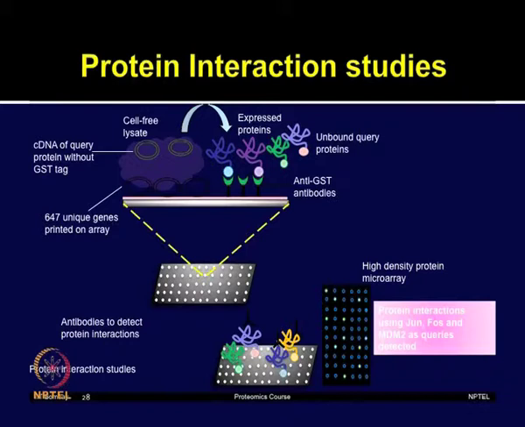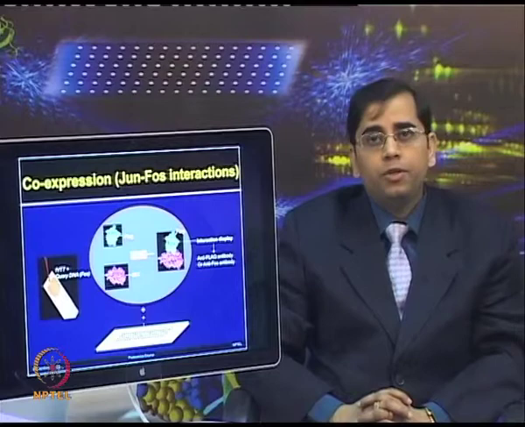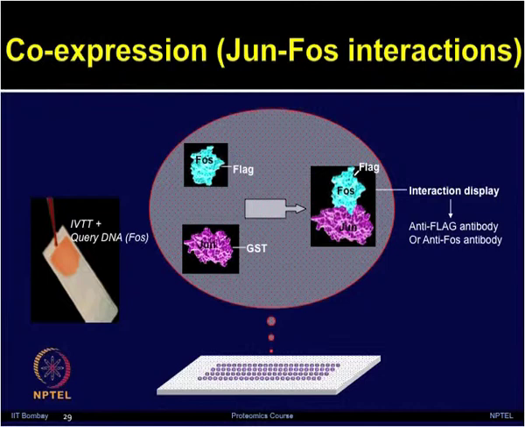Many times these interactions become unidirectional, and it becomes very tedious to show that the interaction is working in either direction. But in this study, the authors showed that the protein interaction of Jun-Fos can be shown in both directions. Now, in addition to showing that protein expression and protein interaction work, one thing which is interesting from this study is that a co-expression can be performed.